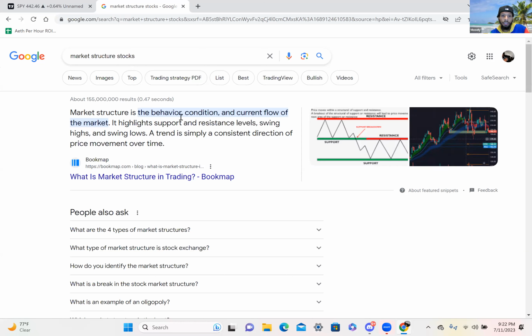Market structure is the behavior, not slash, but the behavior, condition, and current flow of the market. It highlights support and resistance levels, swing highs and swing lows. A trend market is simply a consistent direction of price movement over time.